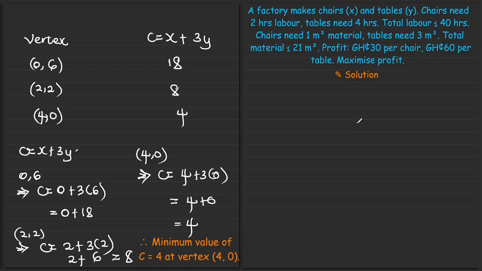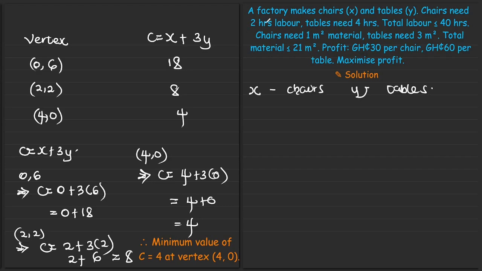So looking at the variables we've been given, x is going to be chairs, and y is going to be the tables. Let's focus first of all on the total number of hours. It says chairs need 2 hours labor and tables need 4, but the total hours is supposed to be less than or equal to 40. So if we combine the hours needed for chairs and tables, it should be equal to or less than 40. It shouldn't be more than 40.